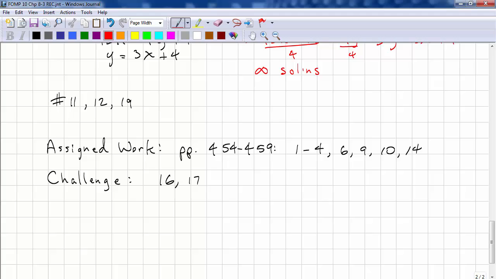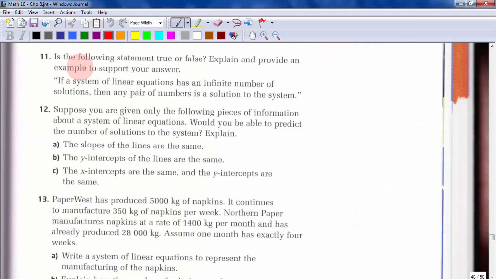Let's look at some problems in the textbook. Okay, here's the following statement. True or false? Explain and provide an example to support your answer. If a system of linear equations has an infinite number of solutions, then any pair of numbers is a solution. Okay, let's use a simple equation. Suppose this is our answer. That means we have a graph like this, graph like that, and an equation like that.